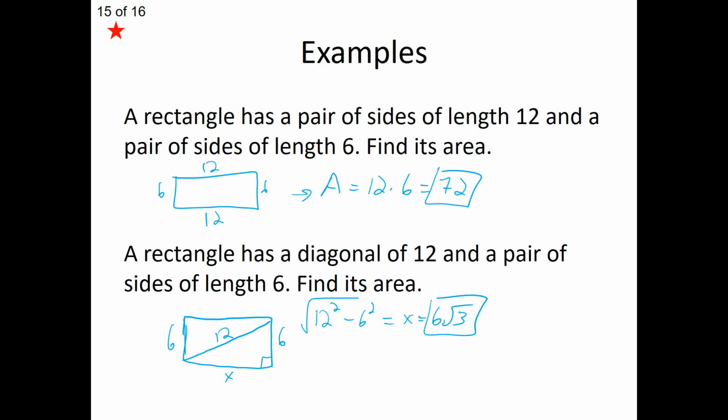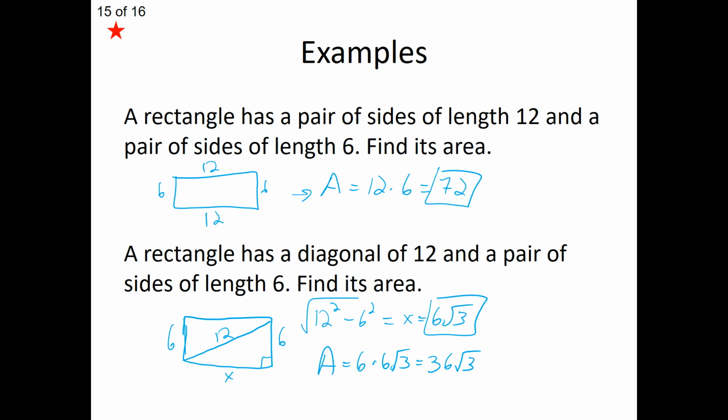which is then the dimension we're looking for to find the area of this rectangle, because now we can find the area by simply doing 6 times 6 root 3. We multiply our outside numbers together, and we get 36 root 3. So for the most part, on many of the examples you'll find on your homework assignment, you're going to be able to give me an exact answer back.